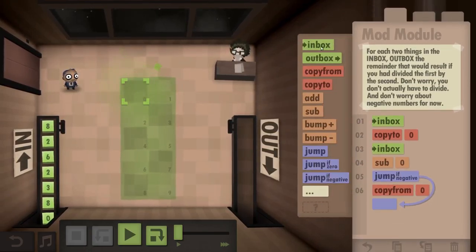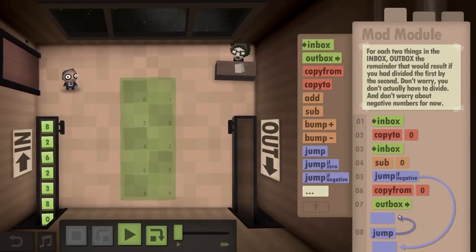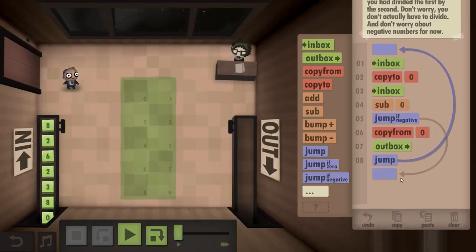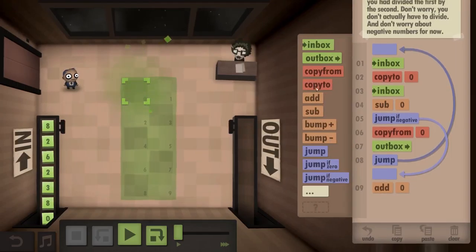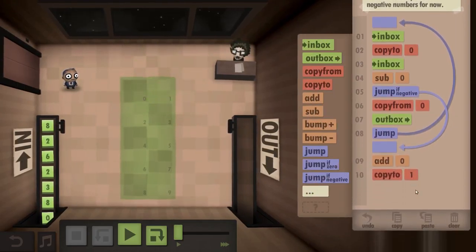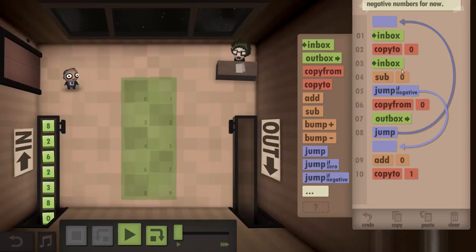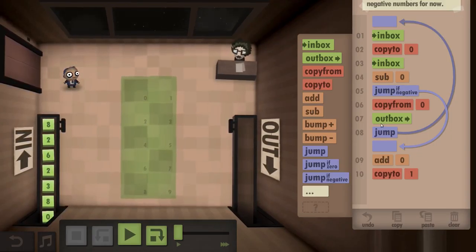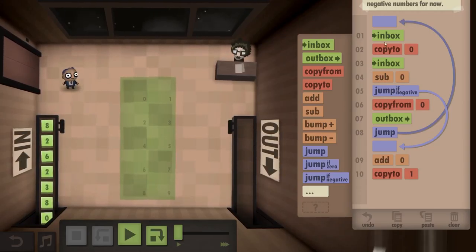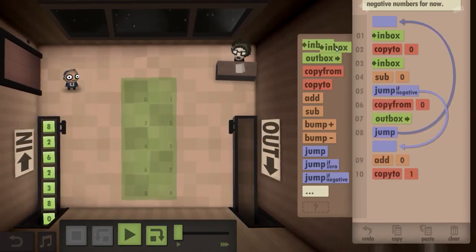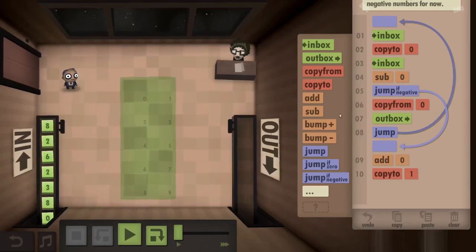Subtract it from zero. I subtract the four from what I'm holding. So if it's not negative, that means the number I'm holding is bigger. Copy from zero. Throw it in the outbox. Start over. Otherwise, add to zero. Copy it to one. How do you do this in 12 fucking steps? Gotta be kidding me. And then I do the whole rest of my program. This is insane.